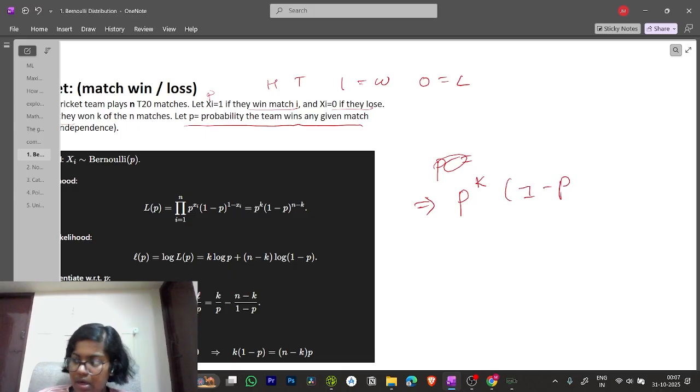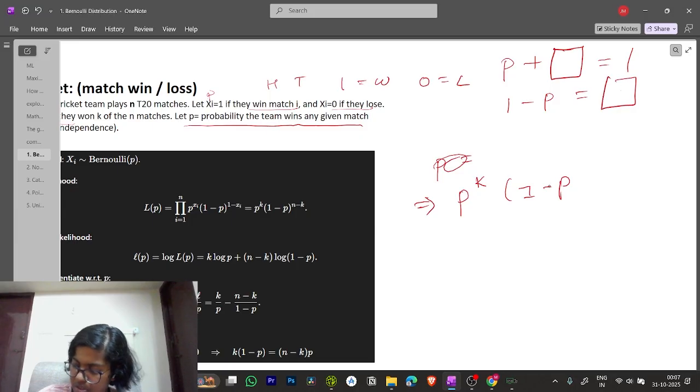Because we know that P plus something, which is the lose percentage, is equal to 1. So 1 minus P is equal to the lose percentage. Next is k. So what is the power? It is n minus k. They play n matches in total, k they win, so n minus k they lose, right?